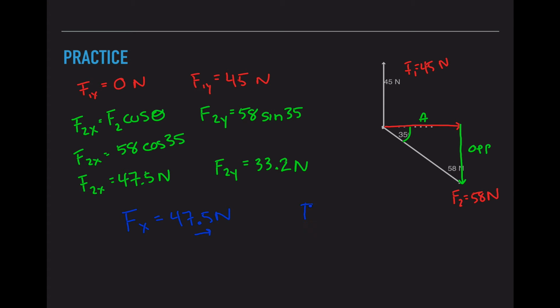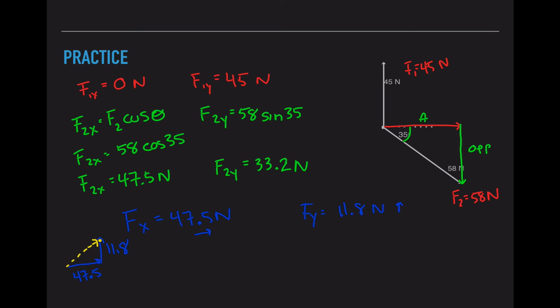F in the y direction for our new triangle, we have to combine the 45 newtons that is going up and the 33 newtons that is going down. Since these numbers are in opposite directions, to combine them we do have to subtract. So 45 minus 33 is 11.8 newtons upwards. So I'm going to draw that little up arrow just to remind me. Over here I'm going to redraw this. To the right, 47.5, and up 11.8.